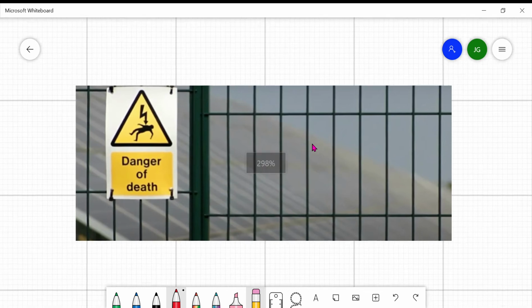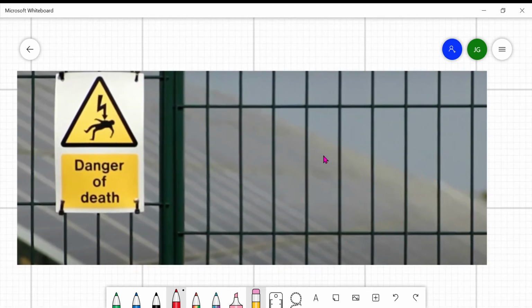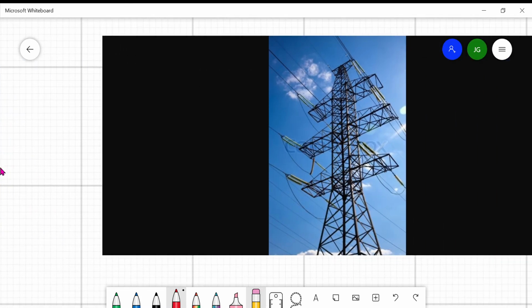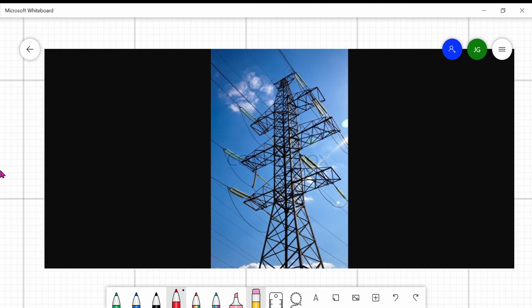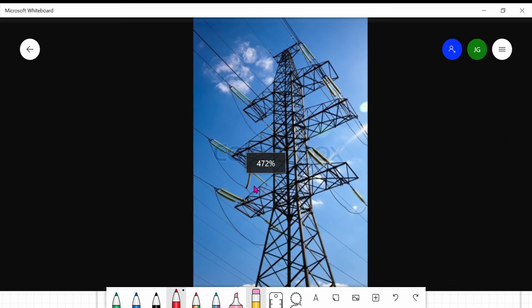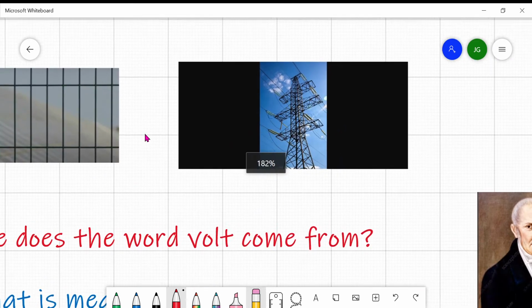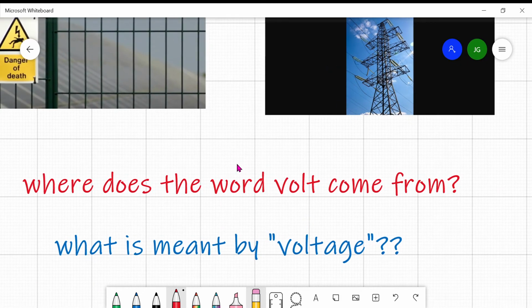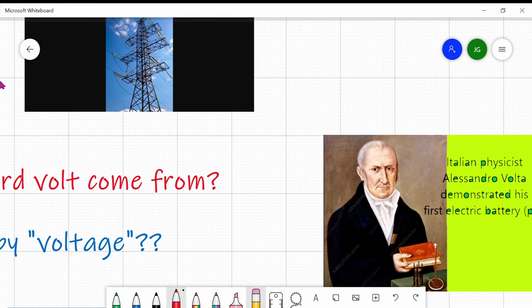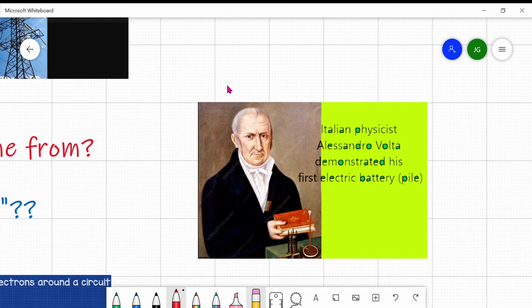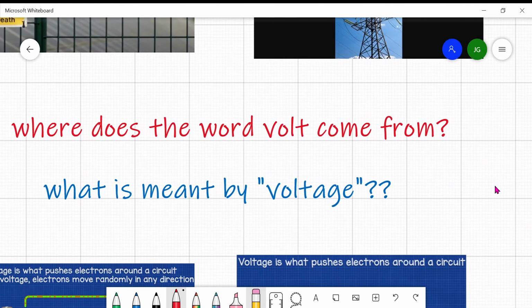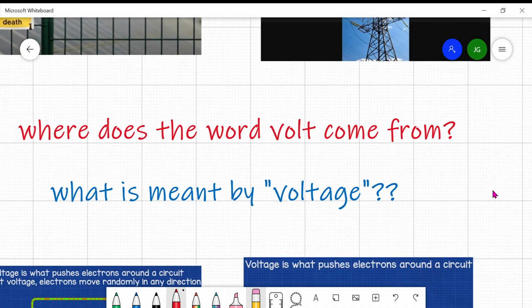Once we see the symbol, the first thing that comes into your mind is a high voltage electrical tower or electrical pylon. We might ask two questions. One of them, where does the word volt come from? The origin of this word is from the Italian physicist Alessandro Volta, who created or demonstrated his first electric battery. The second question, what is meant by voltage, or what is the meaning of voltage?